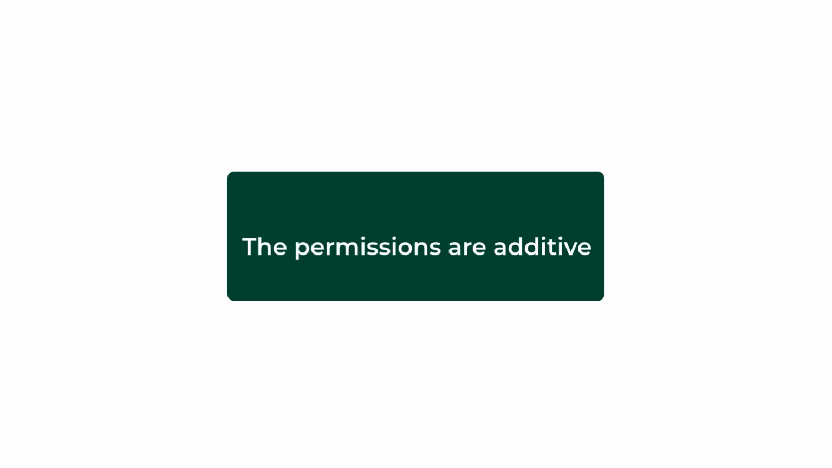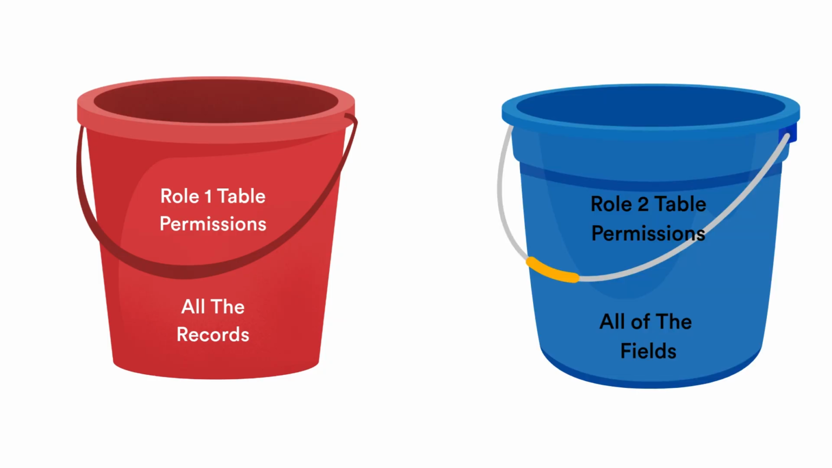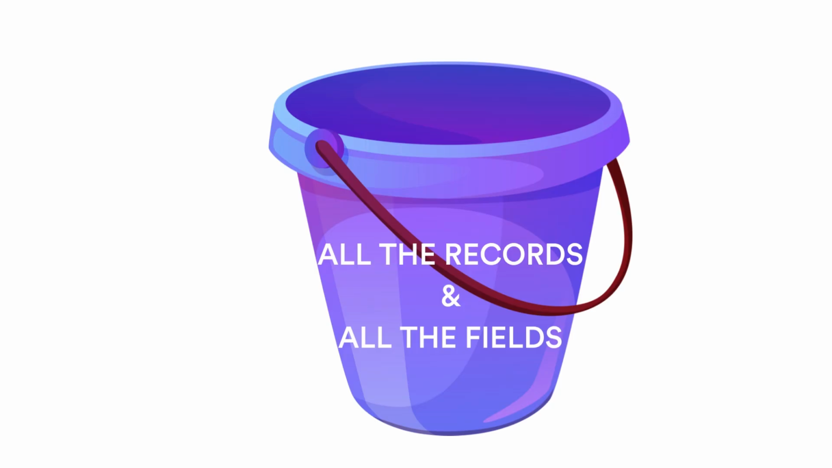Second, and most importantly, the permissions are additive. For example, if you give one role permissions to edit all the records in a table, but restrict what fields they have access to edit, you give another role edit access only to specific records, but access to edit all of the fields. Well, congratulations! The user in question will have access to edit all the fields in all the records of the table.